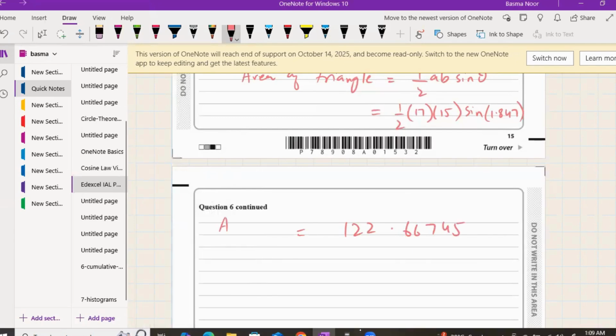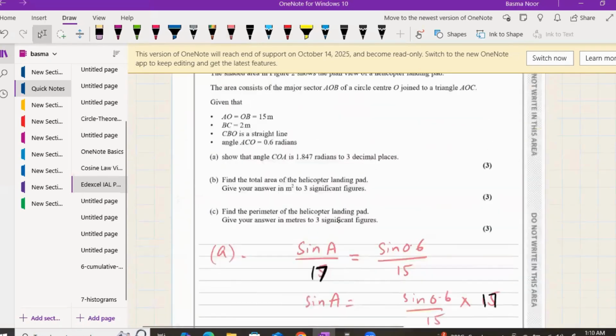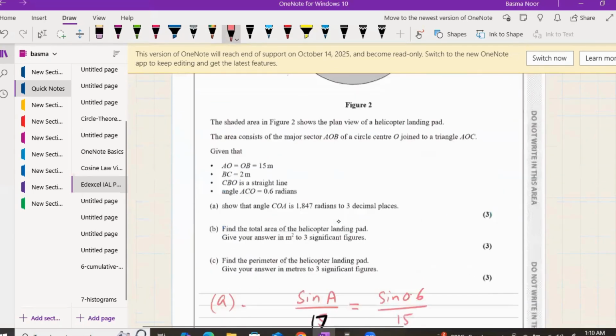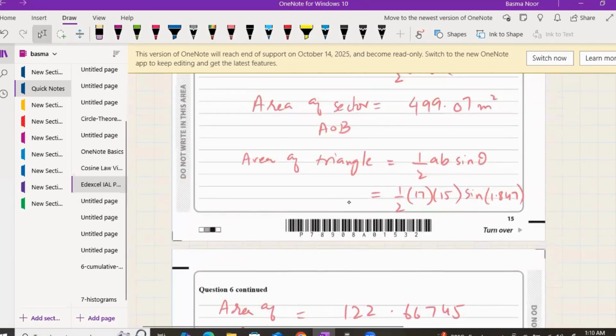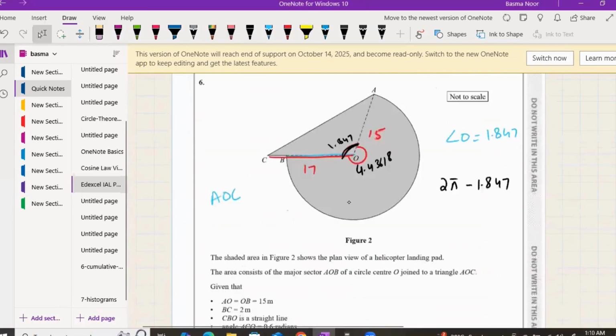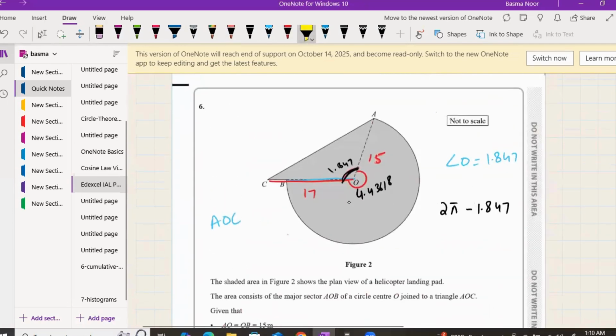Okay, that's the area of the triangle. What was the triangle? It is AOC. Now we get the total area, which will be the area of the sector plus the area of the triangle. To get the total area of this whole helipad, we add the area of the sector to the area of the triangle.